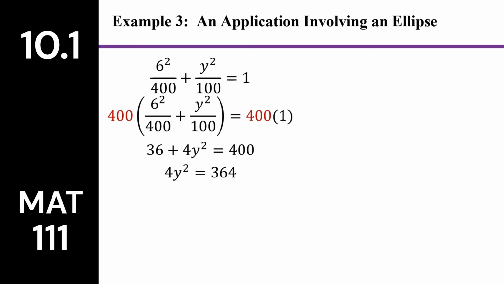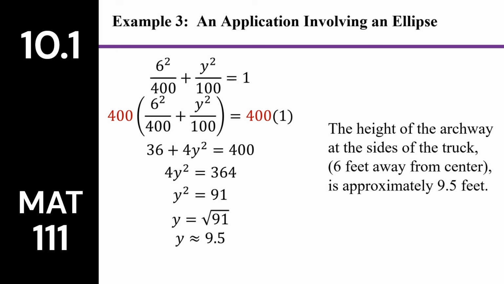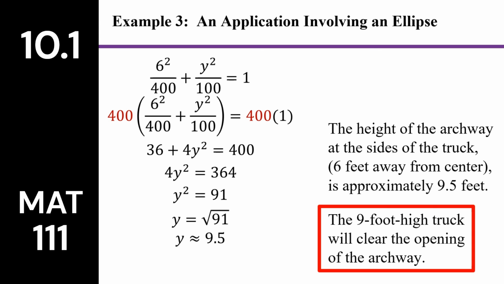Next, we subtract 36 from both sides, and then we divide both sides by 4, and we get y squared equals 91. We want y, so we take the square root of both sides. We get y equals square root of 91. We can ignore the negative possibility because this is a distance, and that works out to approximately 9.5. The height of the archway at the sides of the truck, 6 feet from the center, is approximately 9.5 feet, and therefore the 9-foot truck will clear the opening of the archway.